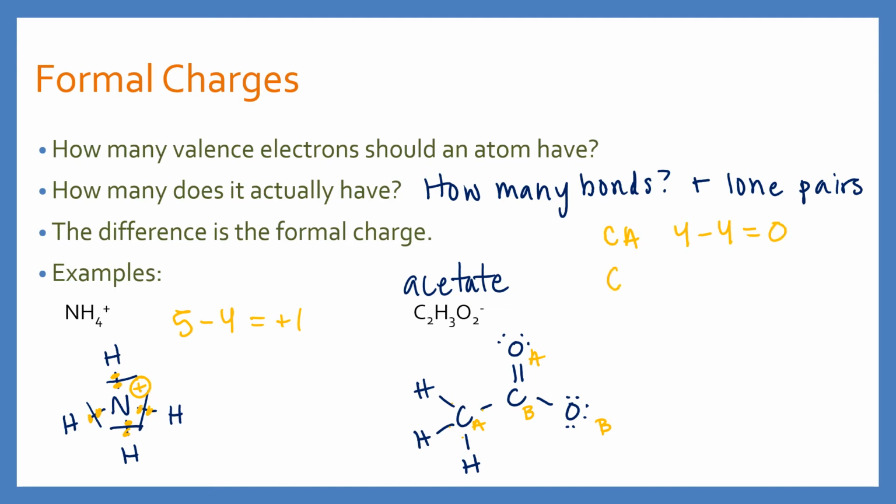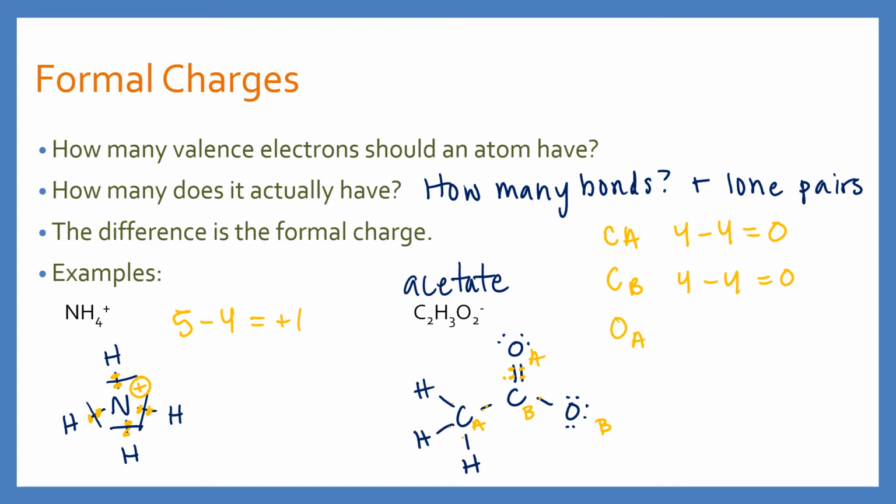Let's look at carbon B. Carbon B has 1, 2, 3, 4 bonds around it. Two of those bonds are tied up in a double bond, but there are 2 electrons in each of those bonds, and carbon owns half of them. So that's 4 minus 4, which equals 0. So it's not carbon B either.